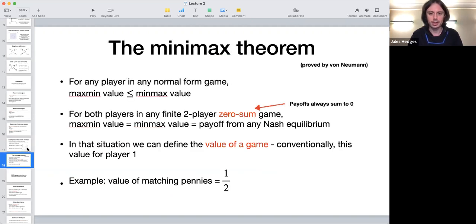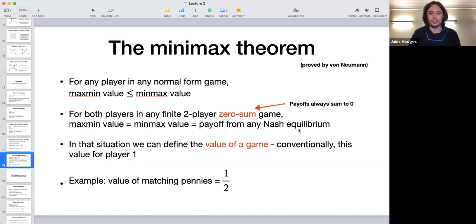Okay, and it's not a coincidence that these values came out the same. In general, it is always the case that the max-min value is less than or equal to the min-max value. This is a general fact about the max and min operators that's always true. But there's a result called the Minimax theorem, which is one of the oldest results in game theory. It was proved by von Neumann, and it says that if we have a 2-player zero-sum game, then the max-min value and the min-max value coincide. Matching pennies is indeed an example of a 2-player zero-sum game. And under the same conditions, this value also turns out to be the payoff from any Nash equilibrium.